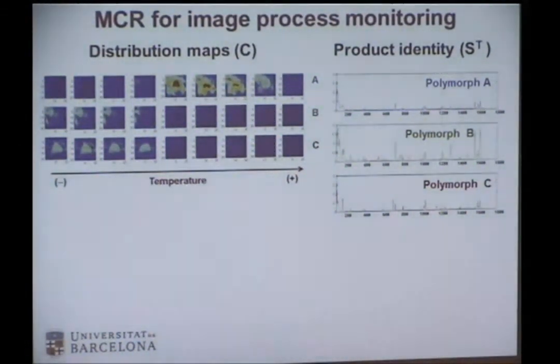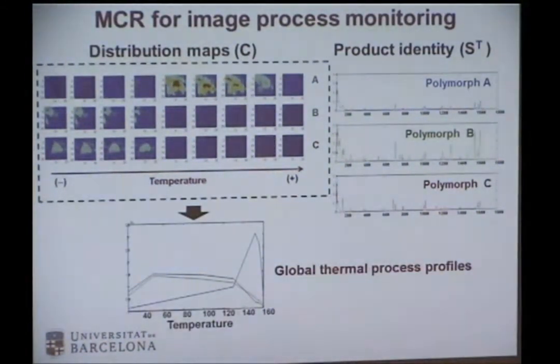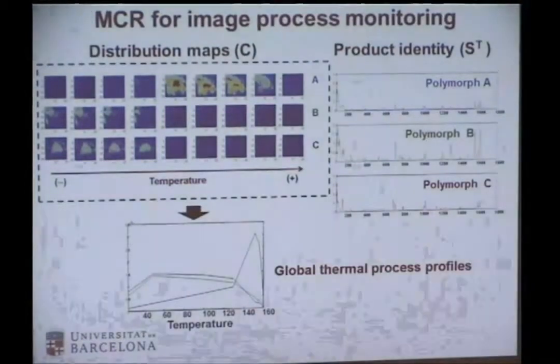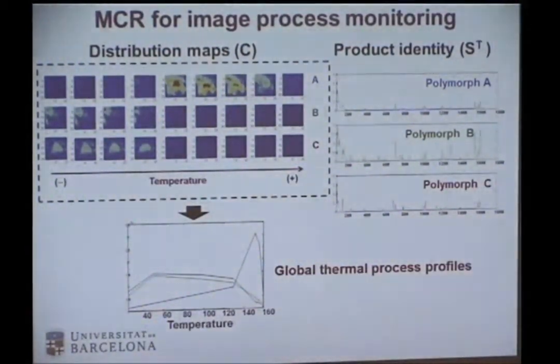Obviously, once you have this kind of result, you can get, for instance, something as easy as a mean value per each one of your maps, and this can help you derive some kind of global thermal profiles associated to each one of these polymorphic forms.